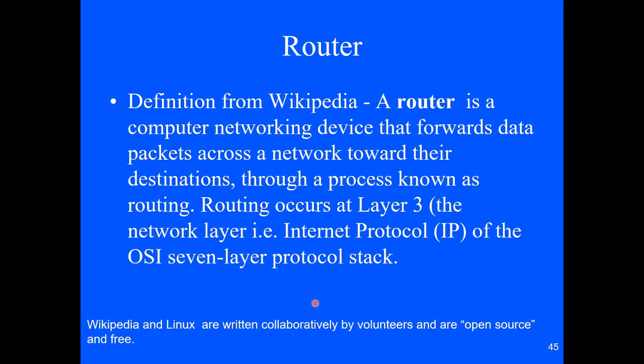A router is designed to forward packets across the network. This occurs at layer 3. Remember, I was talking about different layers? That's the internet protocol, the IP of the OSI 7-layer model. So that came right out of Wikipedia.